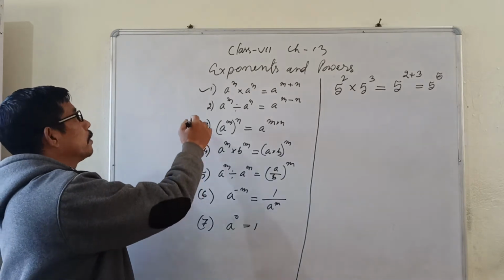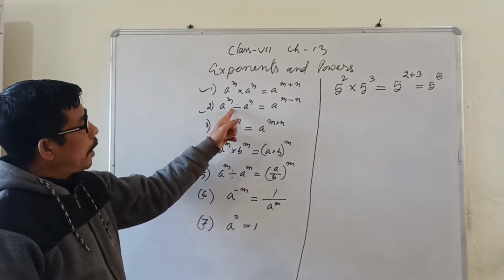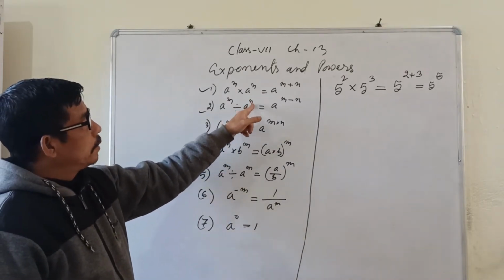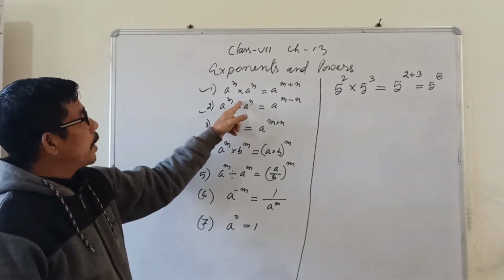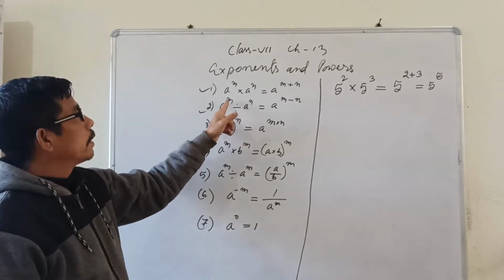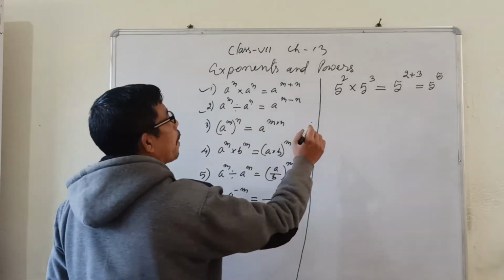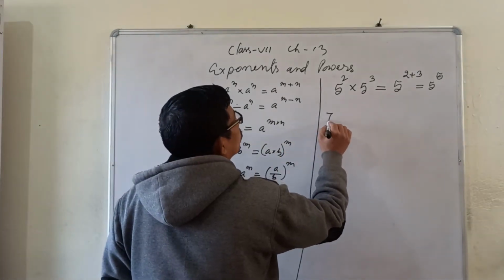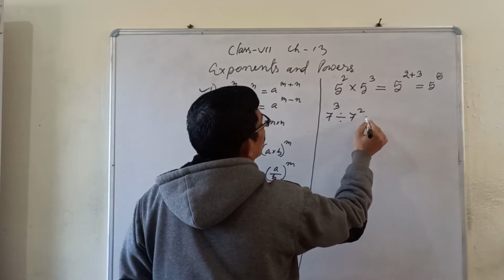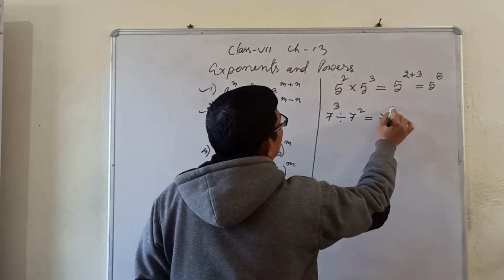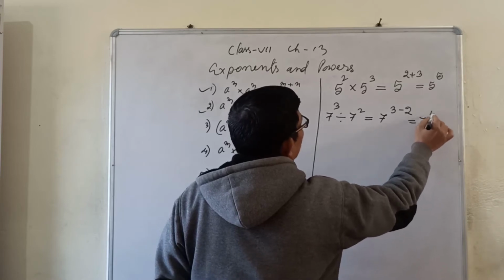Then come to the second, a raised m divided by a raised n. That means if the bases are same and the operation between them is divide, then there will be subtraction of the exponents from the left side to the right side. 7 cube divided by 7 square. This will give 7 raised 3 minus 2, that is equal to 7 raised 1. That means 7.